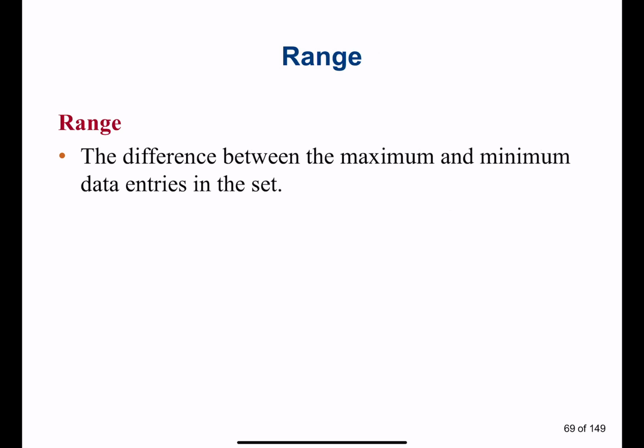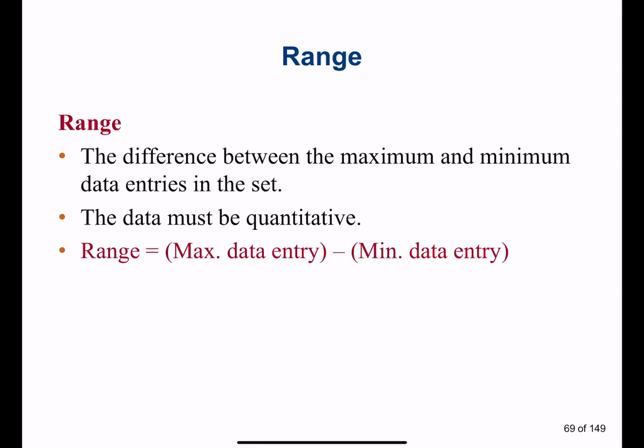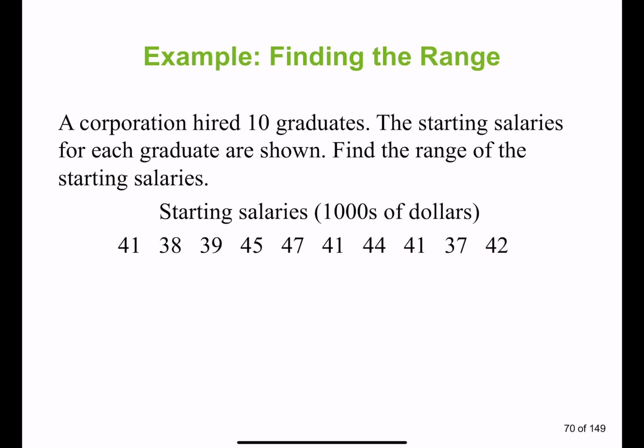Okay, range. Range is a very simple definition that everybody knows. It's the difference between the maximum and minimum of the data entries. Data must be quantitative to calculate the range. That is the requirement. Obviously, you can't do green minus yellow, right? So it has to be quantitative. Therefore, range is equal to maximum minus minimum.